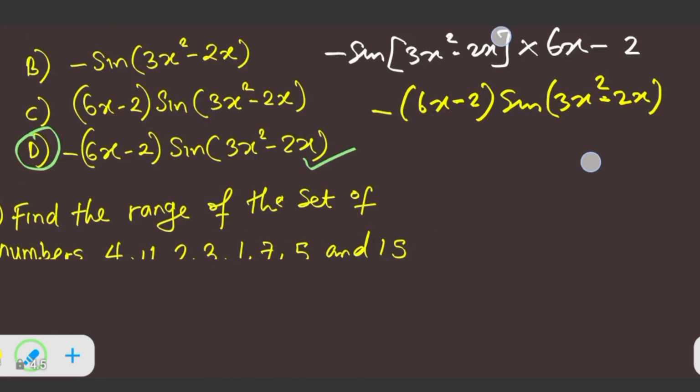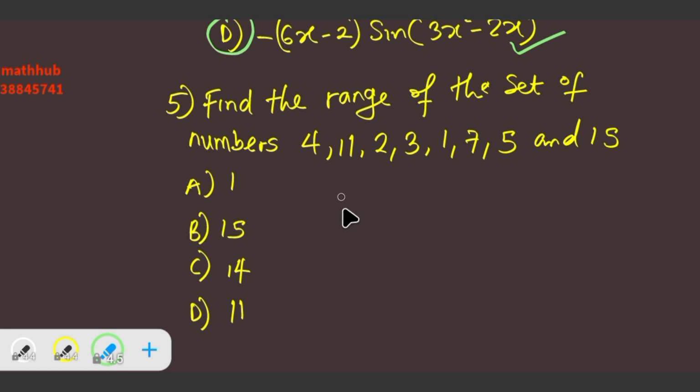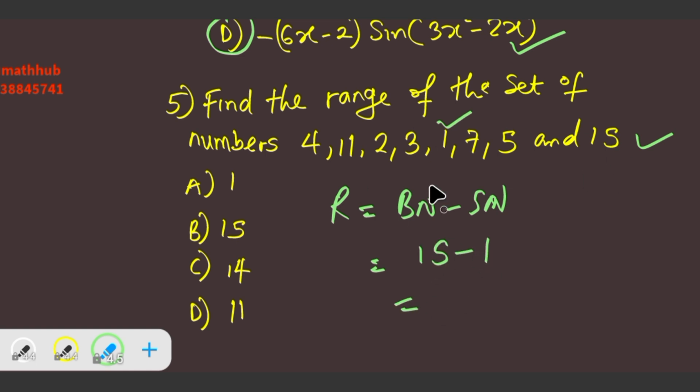Okay, let's go to the next one. Find the range of the set of numbers. So range is just the biggest number minus the smallest number. The numbers here are 4, 11, 2, 3, 1, 7, 5, and 15. Biggest number is 15, smallest is 1. So 15 minus 1 will give you the range. 15 minus 1 will give you 14. So the range is 14.